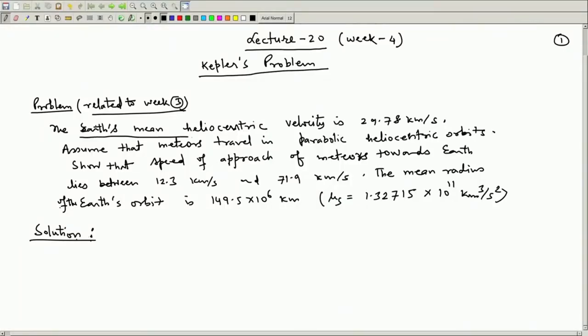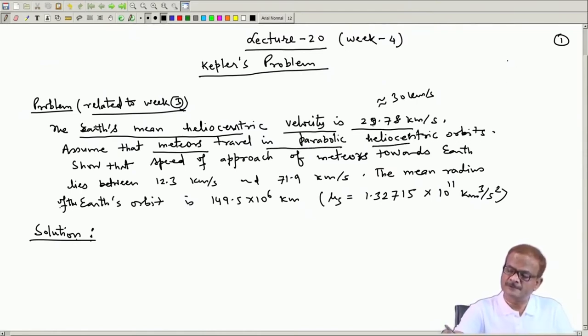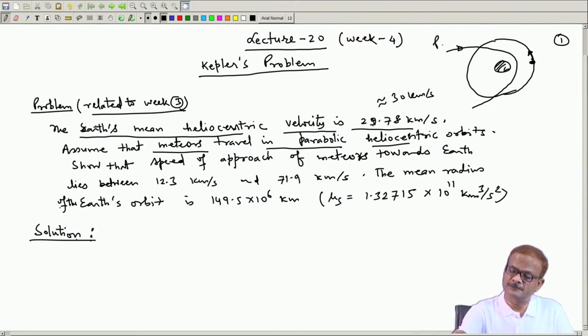So, here Earth's mean orbit, mean heliocentric velocity, is given. It is around 29.78, or around 30 kilometers per second. So, Earth is moving around the sun at around 30 kilometers per second. Assume that meteors travel in parabolic heliocentric orbit. Heliocentric means moving about the sun. So, this is the sun and around that Earth is moving. This is your Earth, going in this orbit. Your meteor is coming from somewhere else and it is going in a parabolic orbit. So, this is your parabolic orbit.